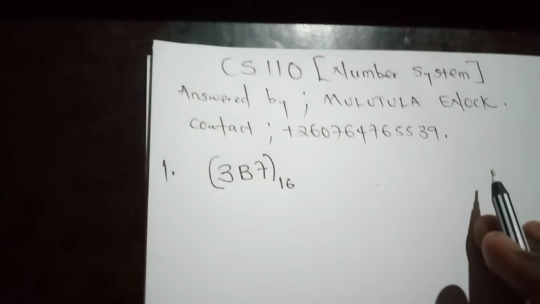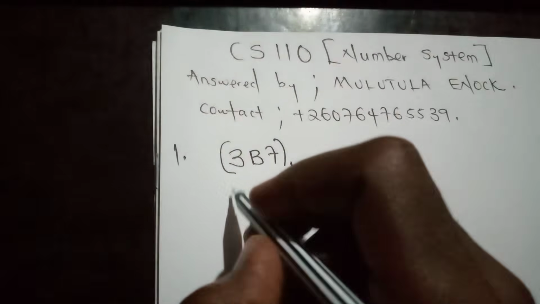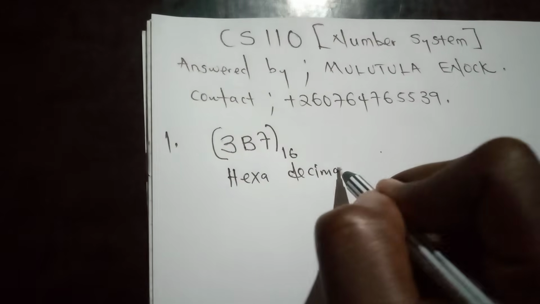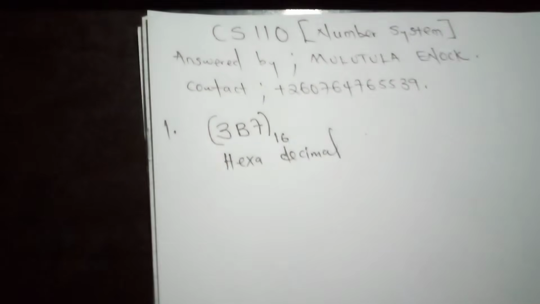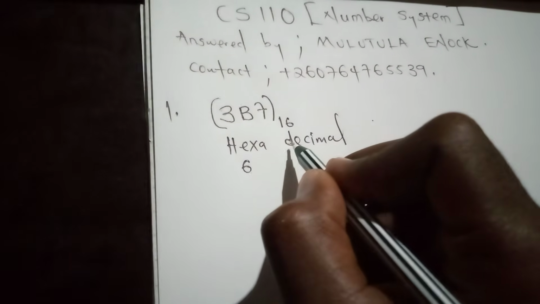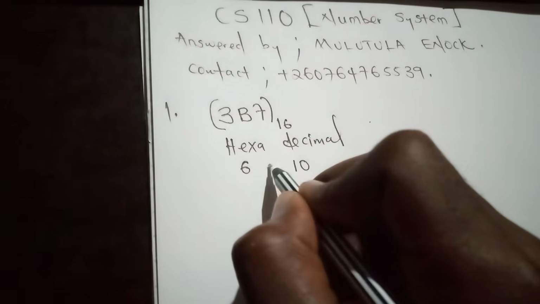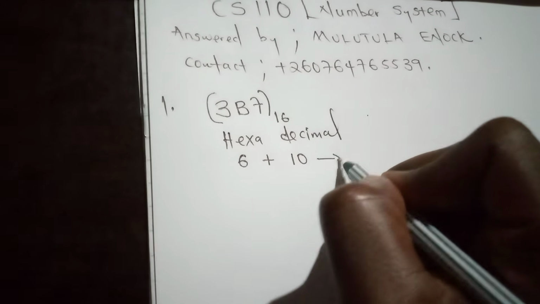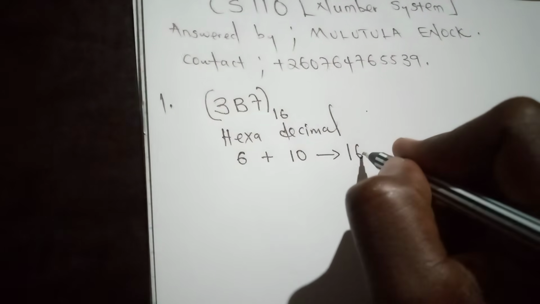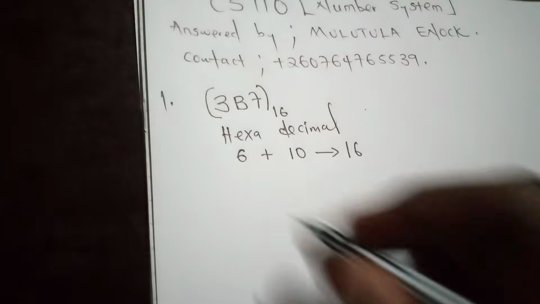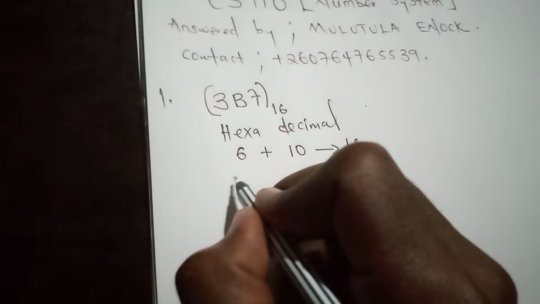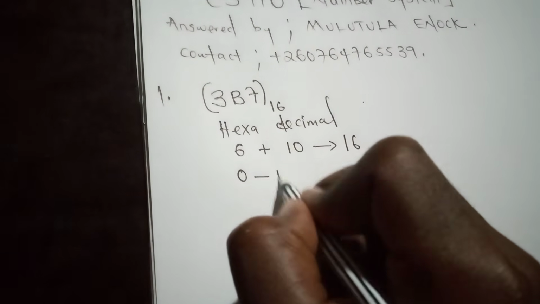One thing that you should bear in mind is that, before we start answering, let me just explain a little bit. Hexa means 6 and decimal means 10. When you add, you get 16. So all hexadecimal numbers are in base what? 16. Now these hexadecimal digits run from 0 to F.